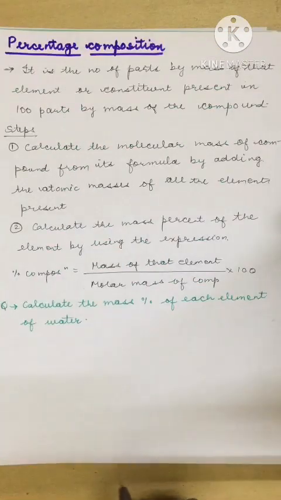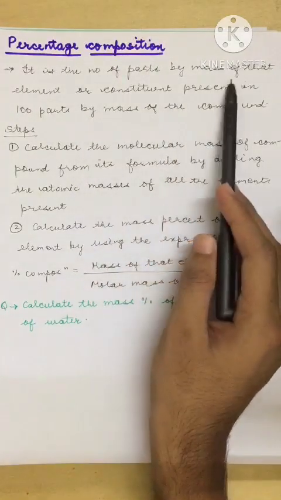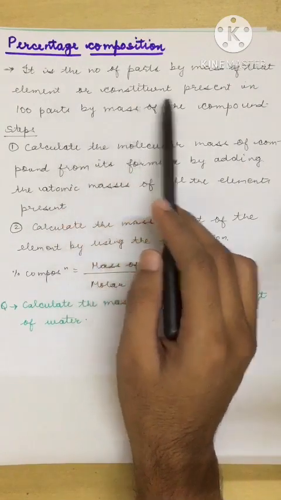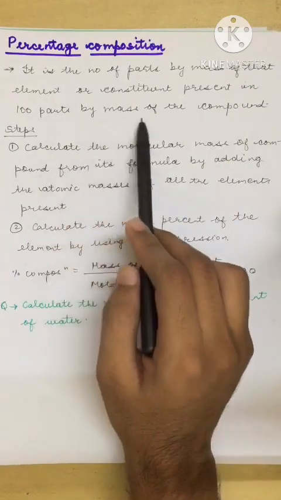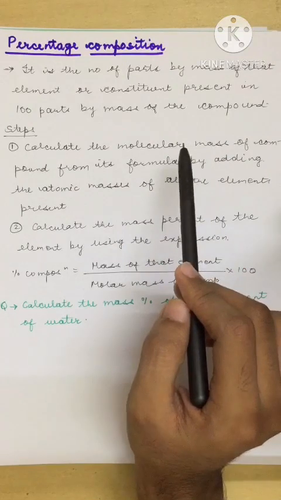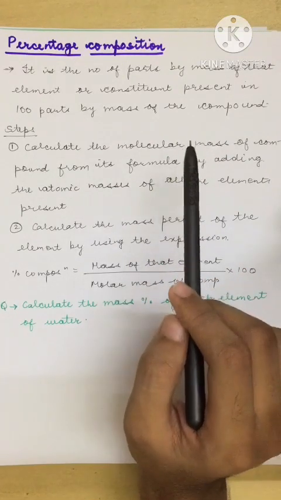The last topic for today is to calculate the percentage composition. Now what is the meaning of percentage composition? Percentage composition is the number of parts by mass of that element or constituent present in the 100 parts of mass of the compound. Suppose you have a compound which consists of 100 parts.